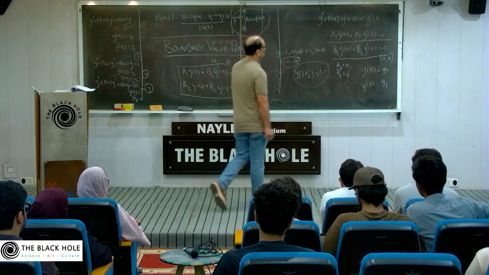So then why not has to be 0? Because we have 0 on the right hand side in equation number 1. Yeah, okay.